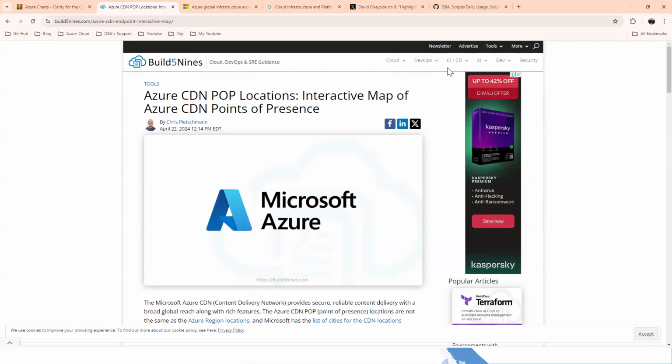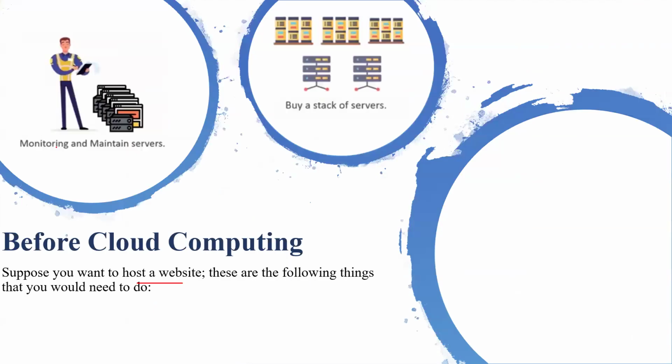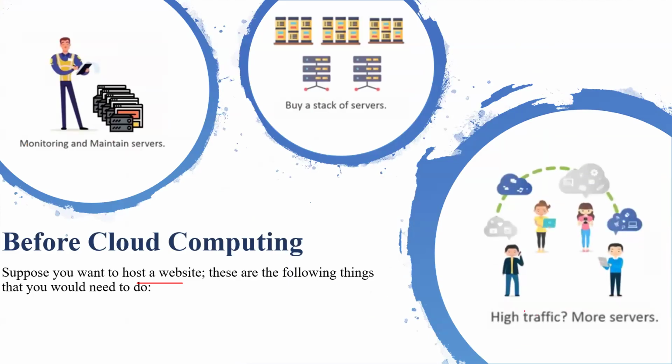So when you start designing an application, you need to build massive servers, and along with that you need to monitor those servers, maintain those servers, and also maintain the traffic. Based on your traffic, either you need to go for more servers or minimize the servers again. This is the biggest challenge when you go for on premises.